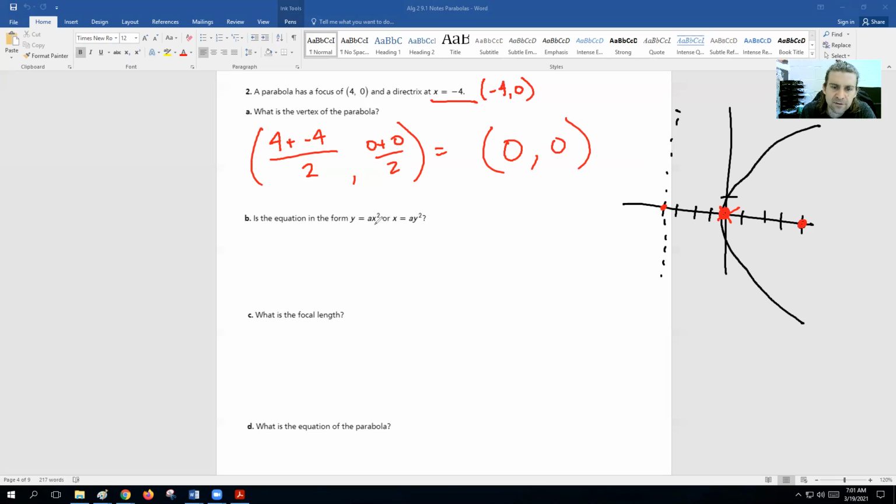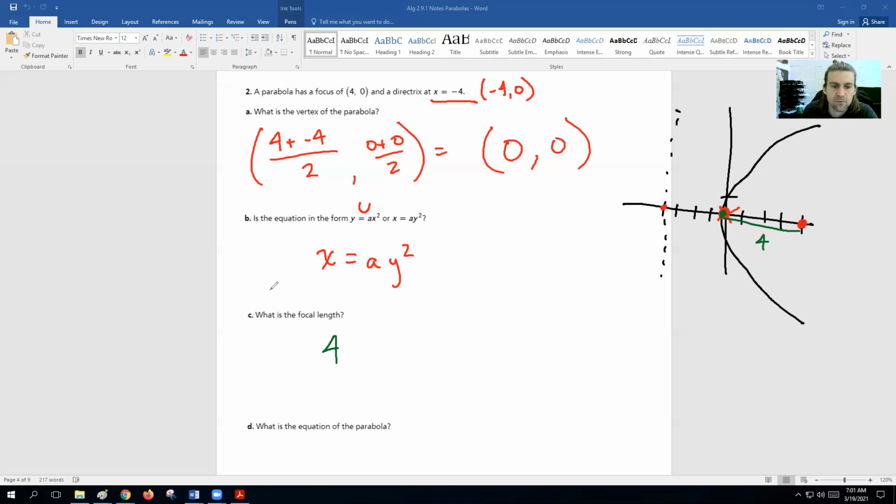Okay, is the equation y equals ax squared, or is it x equals ay squared? Y equals ax squared, if you remember, is a happy face or sad face parabola, one that opens up or down. X is one that opens left or right. This one opens to the right, so this one is definitely an x equals ay squared problem. Okay, what is the focal length? The focal length is the distance from the vertex to the focus. That's pretty easy. We could just count on the graph. That would be a focal length of 4.